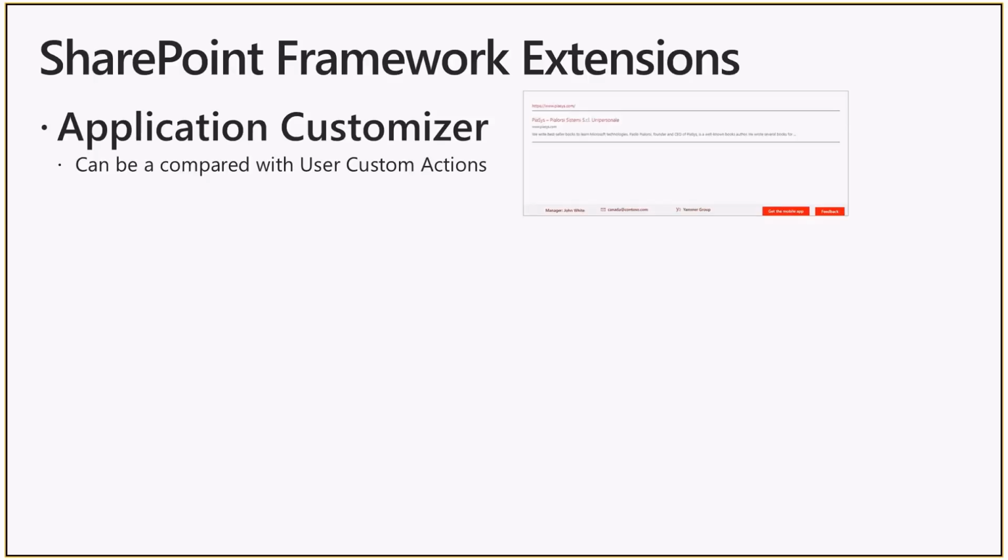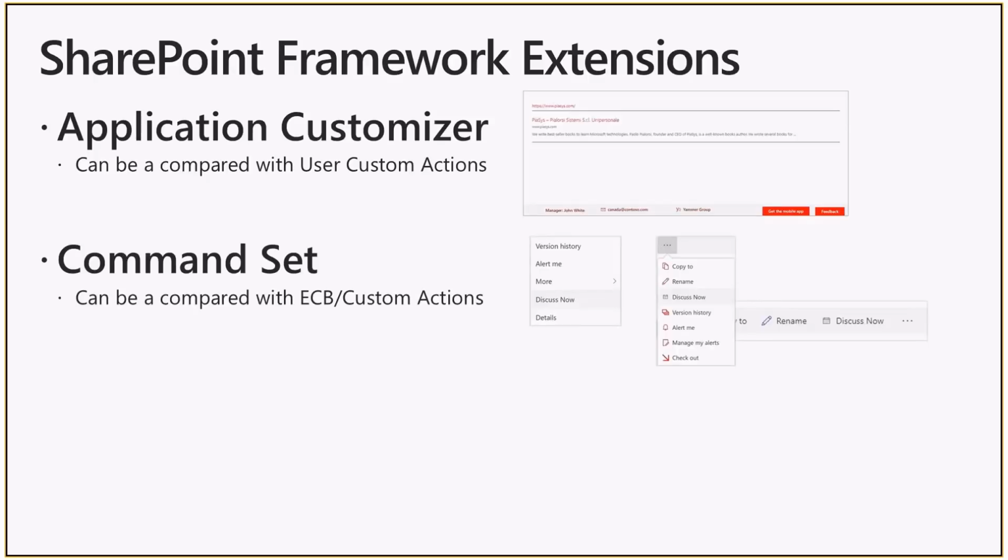The second extension type is the command set, or list view command set. What this gives you is an opportunity to add menu items in the context menu, in the menu, or in the button toolbar of lists and libraries. You're able to execute JavaScript code when somebody clicks the menu item or the button in the toolbar. You might compare this to ECB or custom action menu items in the classic scenarios.